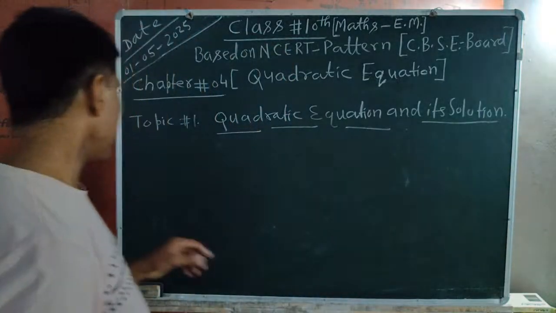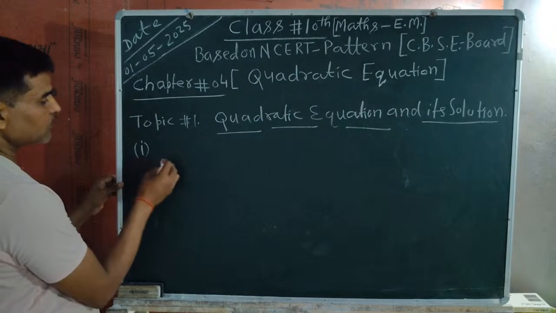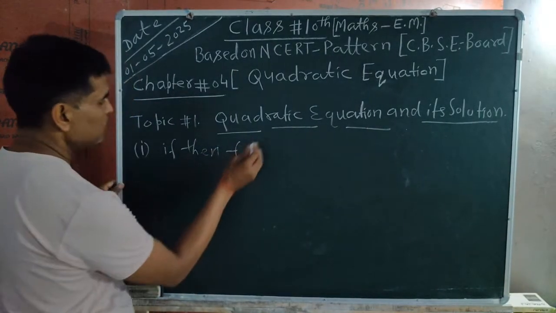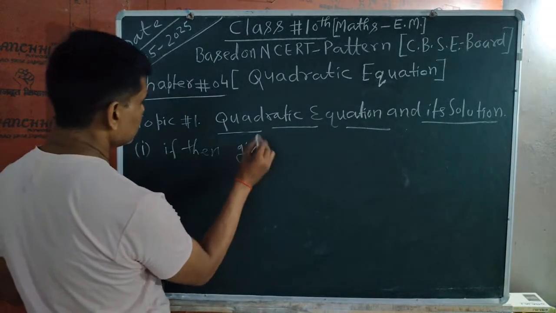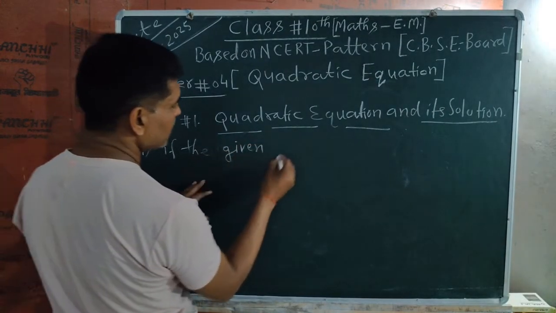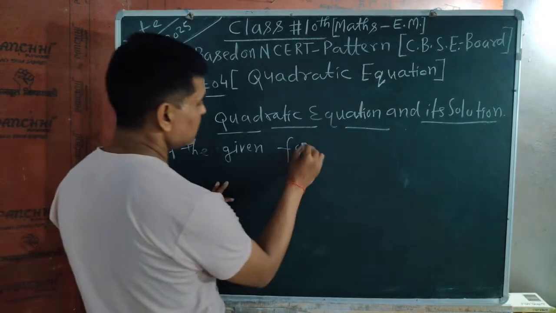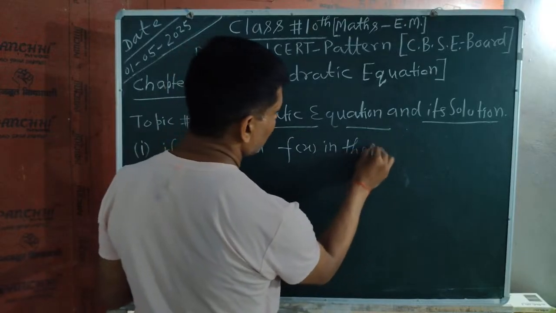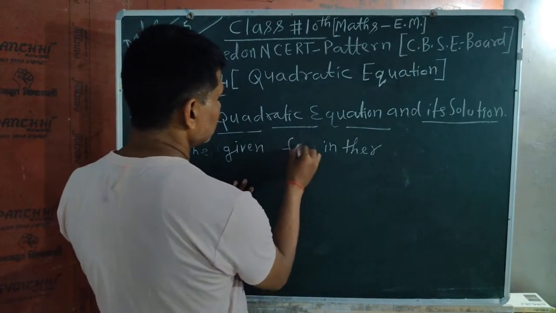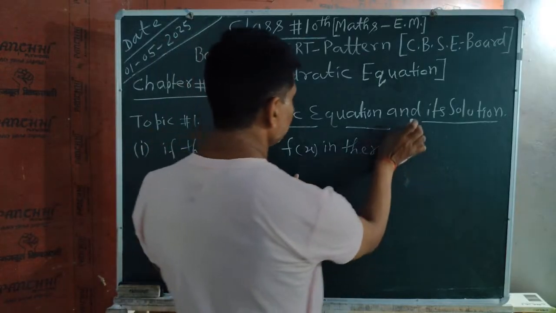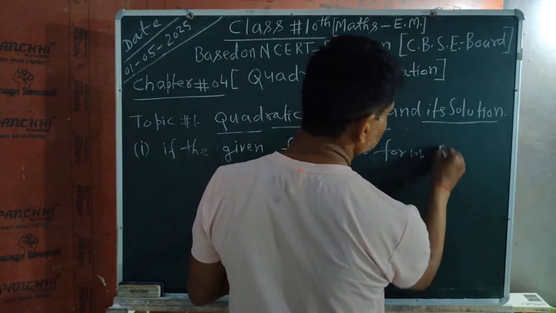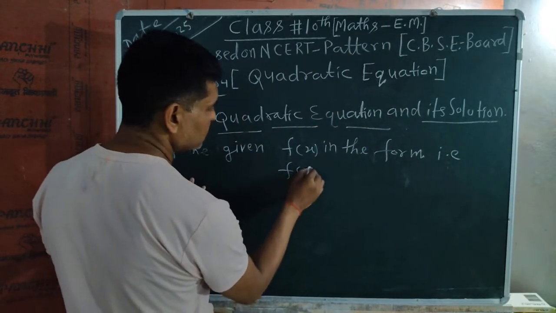Okay student, one by one I will explain. In the first step I will say, if the given function or expression f of x is in the form f of x is equal to 0.